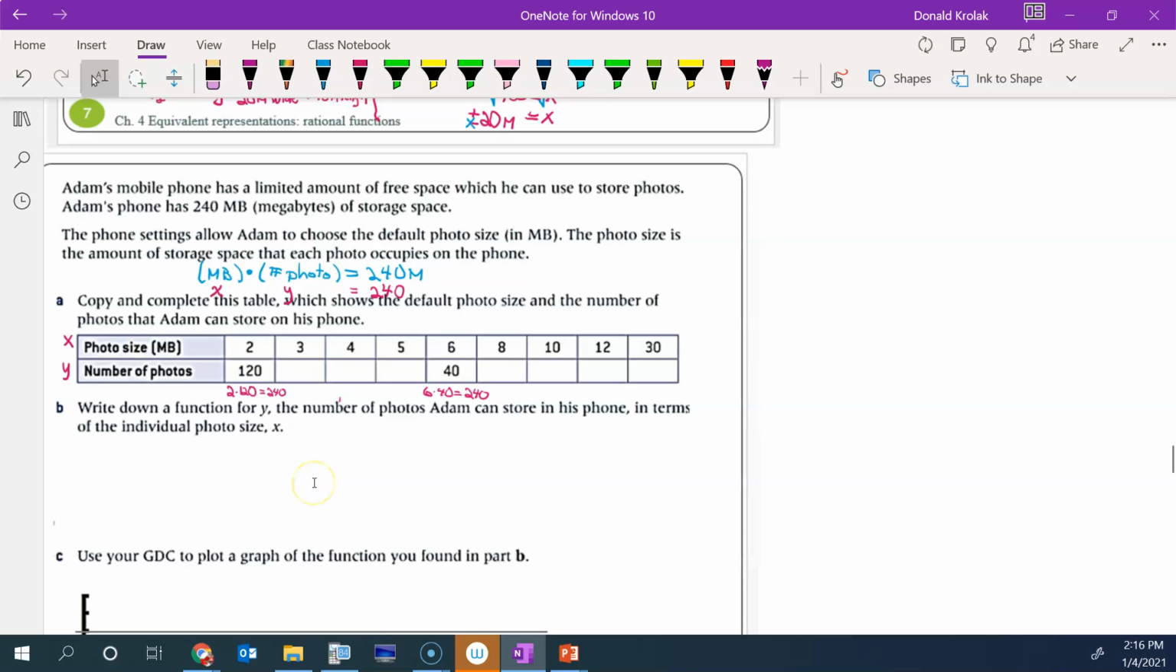All right, to get your equation, folks, write down the equation for y, the number of photos Adam can store on his phone in terms of x. Okay, so I know that x times y is 240. Now solve that for y. And there's my equation. So that's what you're going to end up graphing.